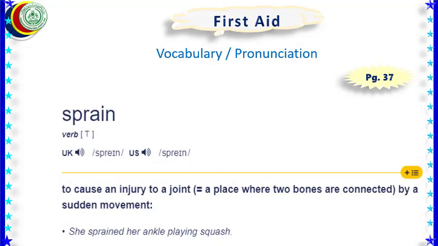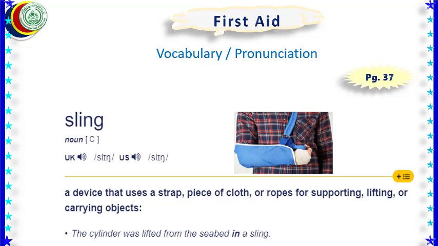Sprain is to cause an injury to a joint. If there is a joint injured, that is sprained. Sling, you can see, to hold the arm. A device that uses a strap, piece of cloth, or rope for supporting, lifting, or carrying objects.